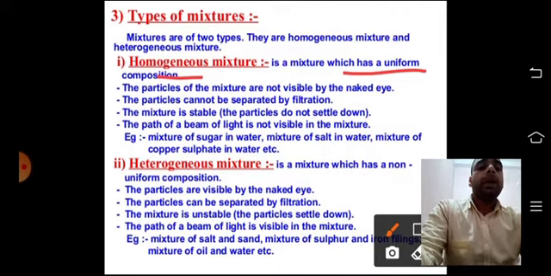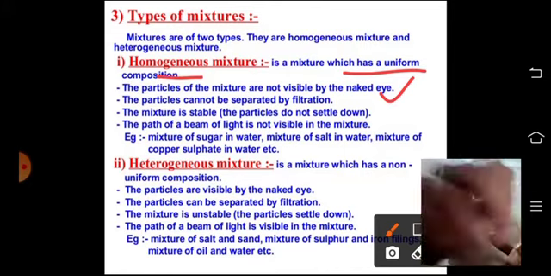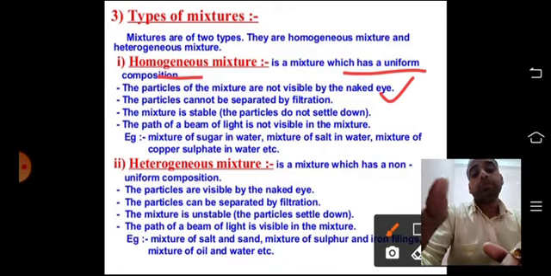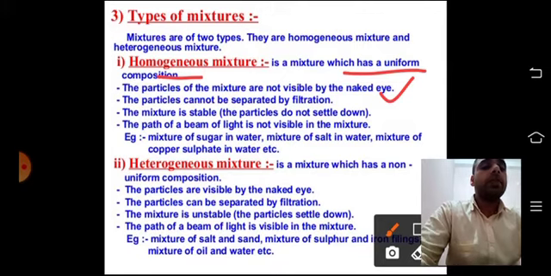The particles of the mixture are not visible by the naked eye, as the particles are uniformly mixed into one another and the particle size is very small, so we cannot see whether the particles are visible in a mixture or not. Then the particles cannot be separated by filtration. If we take a mixture of salt and water and try to filter it, it cannot be filtered.